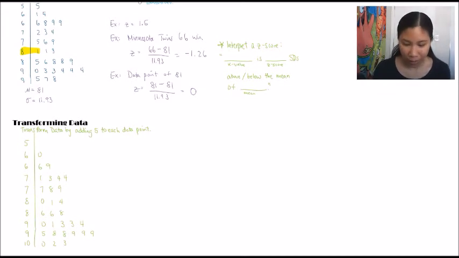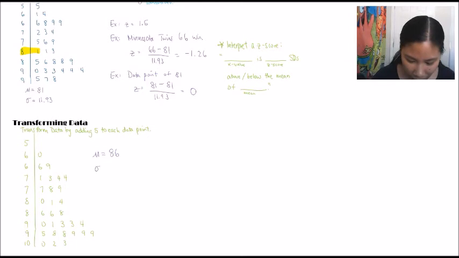So when that happens, if we were to find the mean of this data set now, surprisingly, I don't know if it's a surprise to you, the mean is now 86. So it increased by 5, which kind of makes sense. If you add 5 to everything and then divide it back out by how many there were, the average should now be just 5 more because you consistently changed every data point. And then the standard deviation, if you calculate that now, actually is still 11.93.